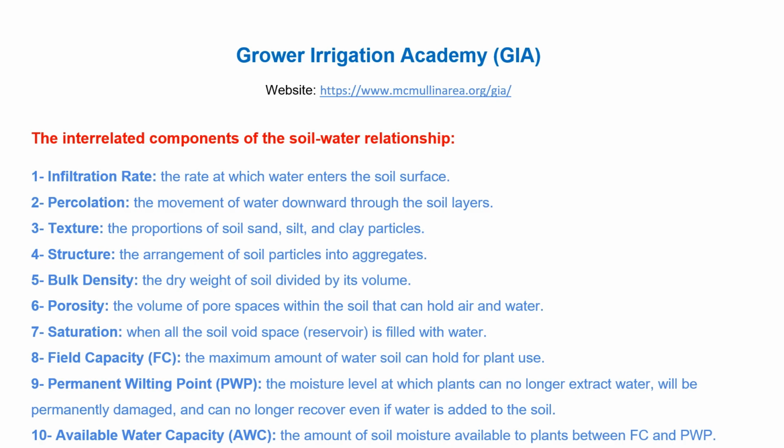You might have heard at least 10 soil parameters listed here: infiltration, percolation, texture, structure, bulk density, porosity, saturation, field capacity, permanent wilting point, and available water capacity or plant available water. You can pause the video and take a moment to review these simple definitions. The essential soil parameters for day-to-day irrigation operations are saturation, field capacity, permanent wilting point, and plant available water. Before discussing these parameters, let us examine 2 other crucial soil-water parameters influenced by your farming practices.